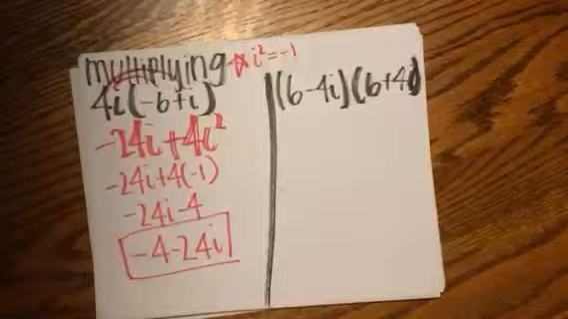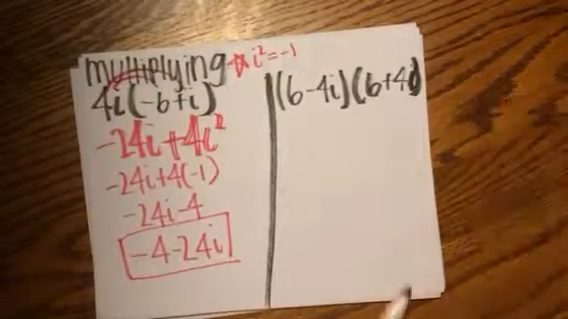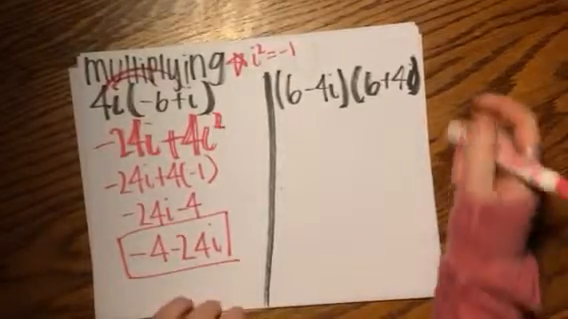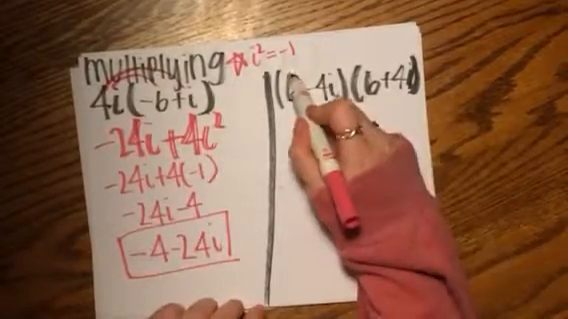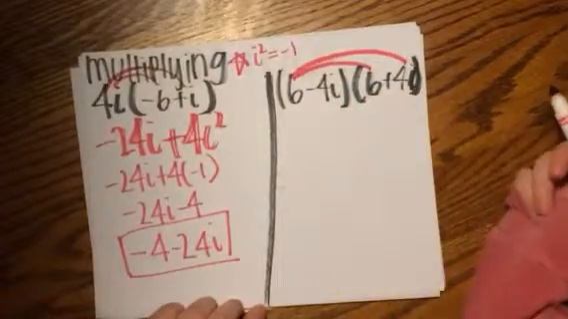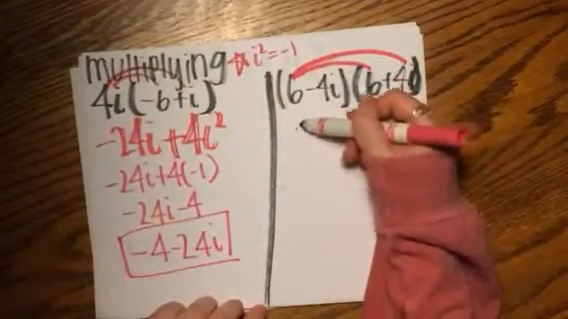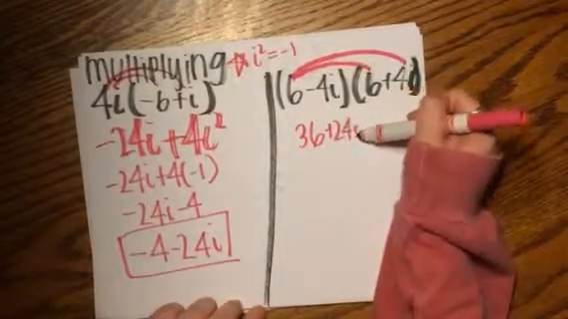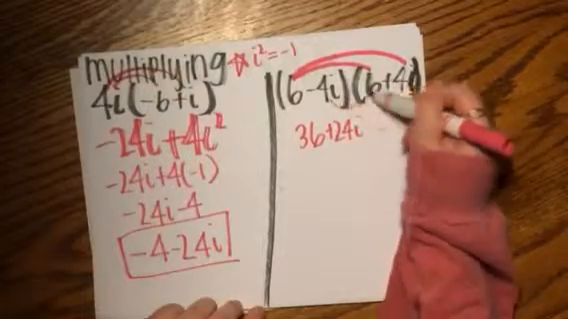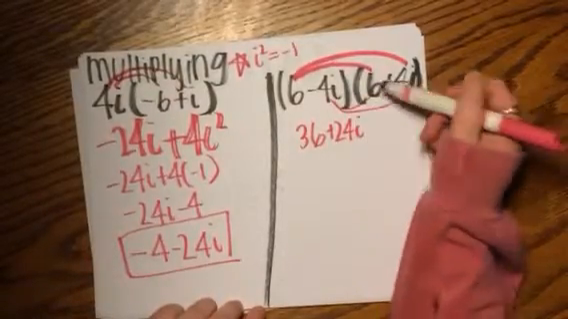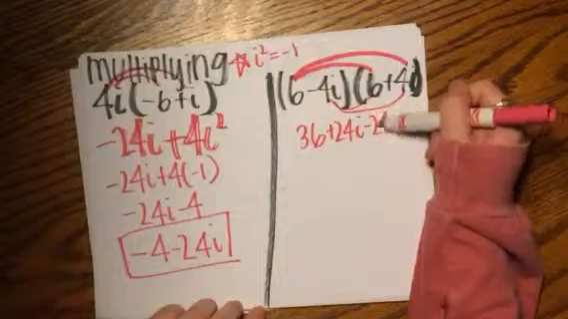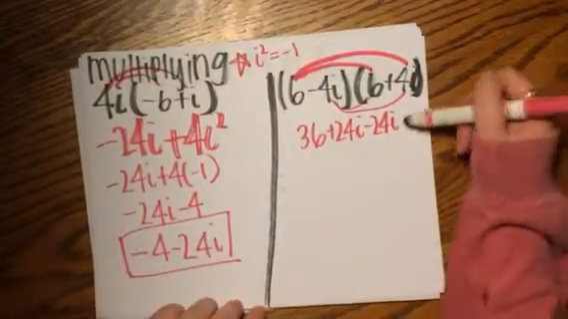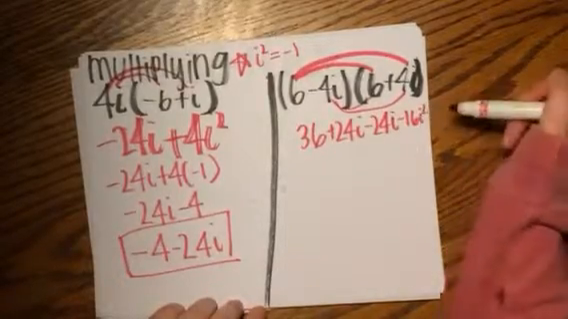Okay, so for this one, we're doing distributive property as well, but we're doing the first, outer, inner, last, or the FOIL method. So we're going to distribute the 6 first. So 6 times 6 is 36. 6 times 4i is a positive 24i. Then we're going to do this negative 4i. Negative 4i times 6 is negative 24i. Negative 4i times 4i is negative 16i squared.